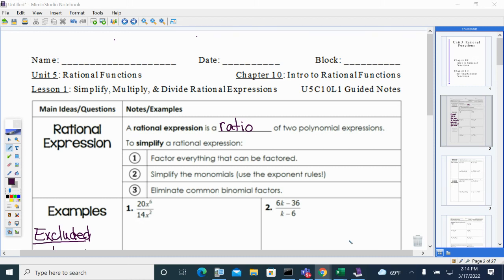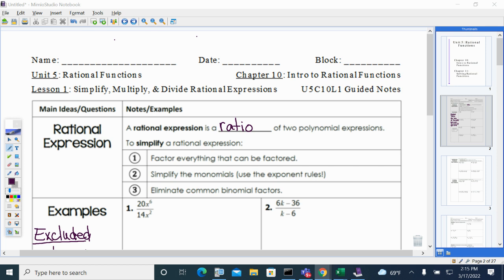This video is on Unit 5 on rational functions, Chapter 10, Introduction to Rational Functions, Lesson number 1, Simplify, Multiply, and Divide Rational Expressions. In your notes here, it says that a rational expression is a ratio of two polynomial expressions. So basically what that means is we are going to have fractions. We're going to have polynomials in fraction form.